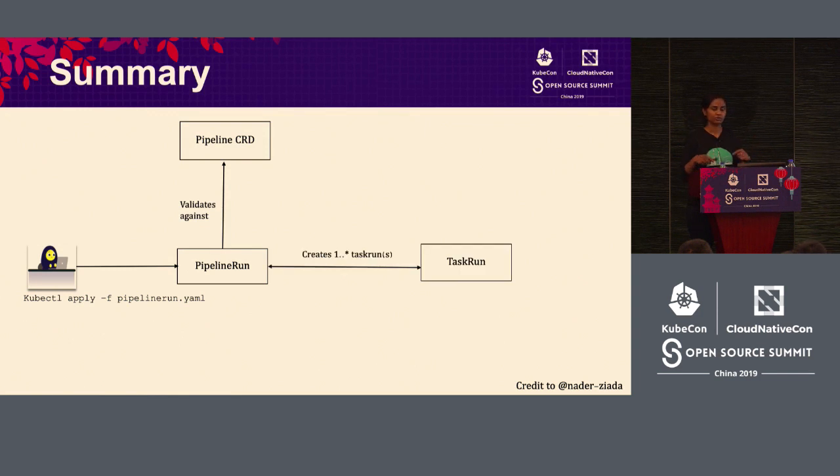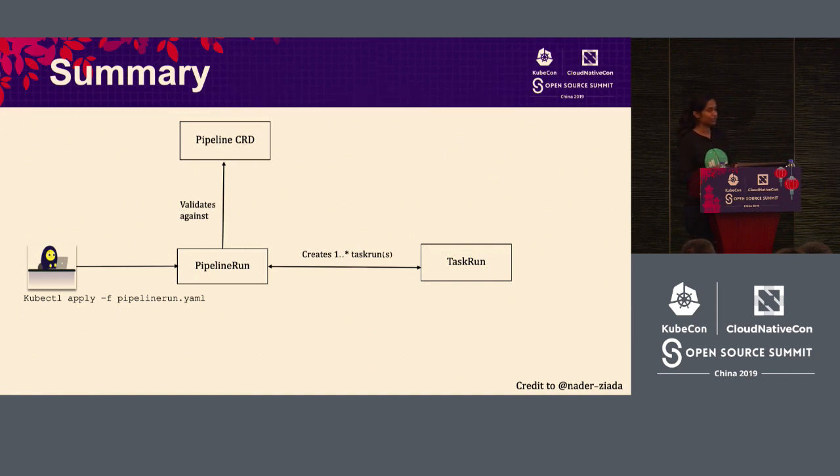So it is responsible for creating task runs. And once the task runs go through their life cycle, the pipeline run controller updates the status itself to ensure whether the pipeline run is completed or not completed. So it continuously watches the pipeline run status.